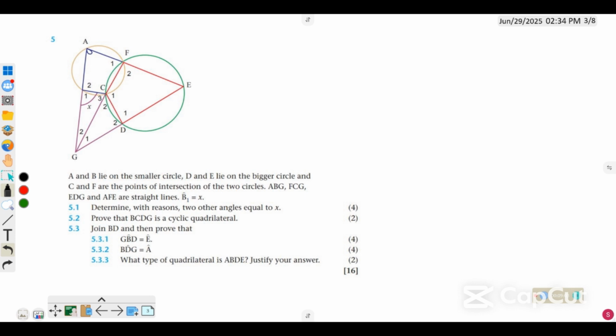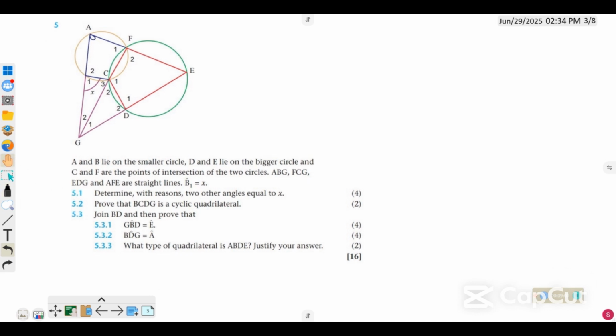Get this one, which needs you to prove things now. So A and B lie on the smaller circle. We have two circles there. D and E lie on the bigger circle, and C and F are points of intersection between the two circles. So the two circles overlap right there at C and F.